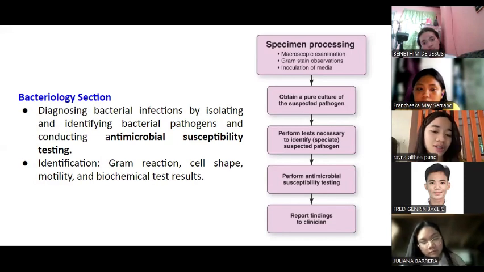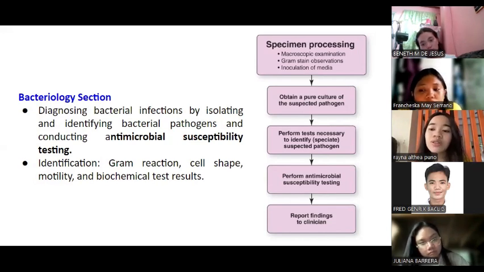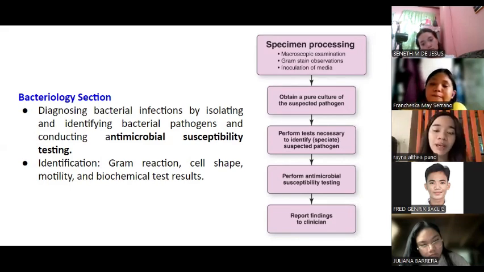Next is identification: gram reaction, cell shape, motility, and biochemical test results. For conducting antimicrobial susceptibility testing, after the bacteria are identified, the lab tests which antibiotics are effective against them, against the bacteria. So this information is crucial for healthcare providers as it helps them select the right treatment for the patient.